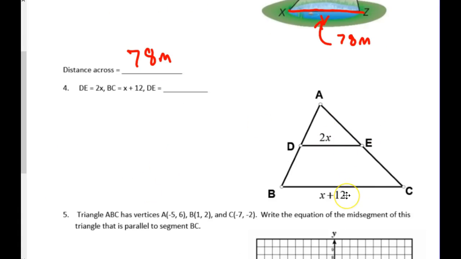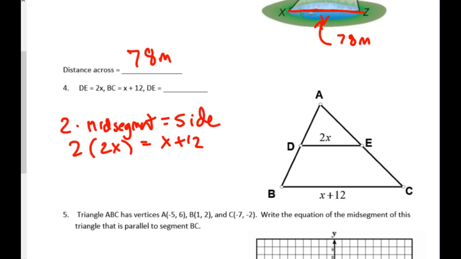So we have a midsegment and a side. What do we know about the midsegment and the side? What's their relationship between each other? How much do I multiply the midsegment by to get the side? Times 2. So we're just going to do midsegment times 2 equals side. Here's how I would write it: 2 times midsegment equals side. And then I'm going to replace midsegment with 2x and side with x plus 12.